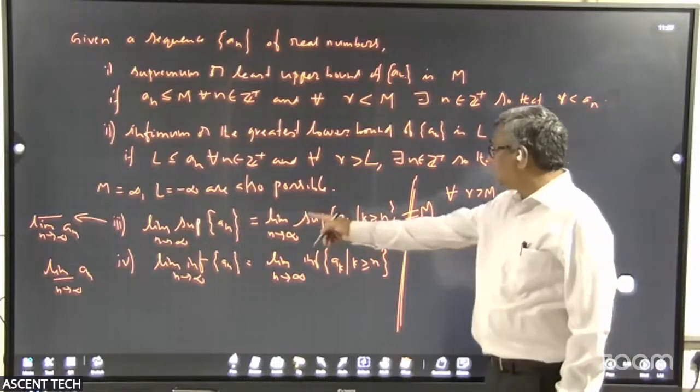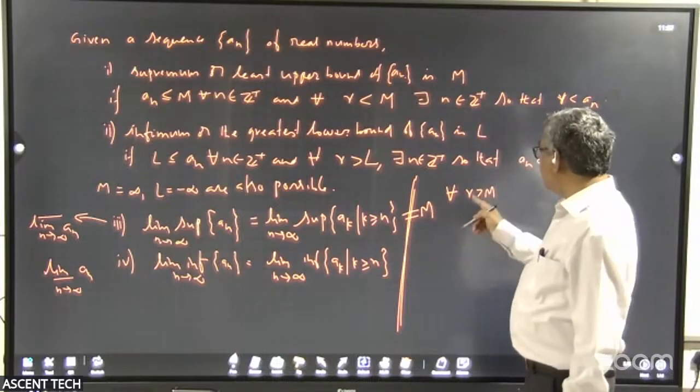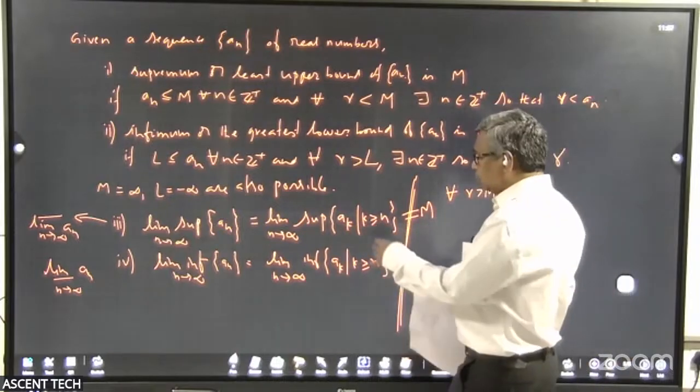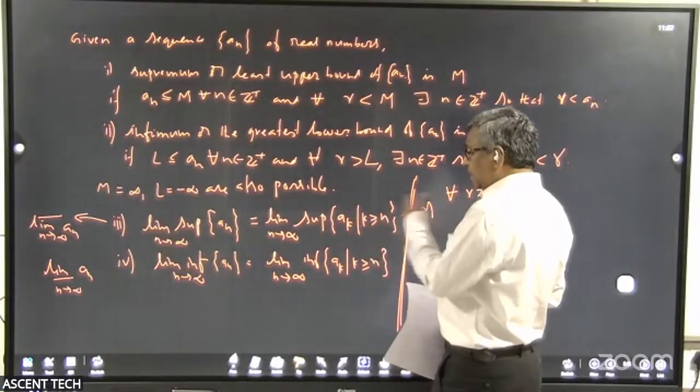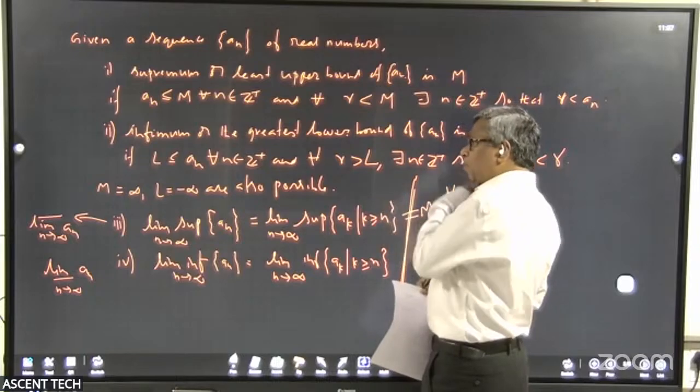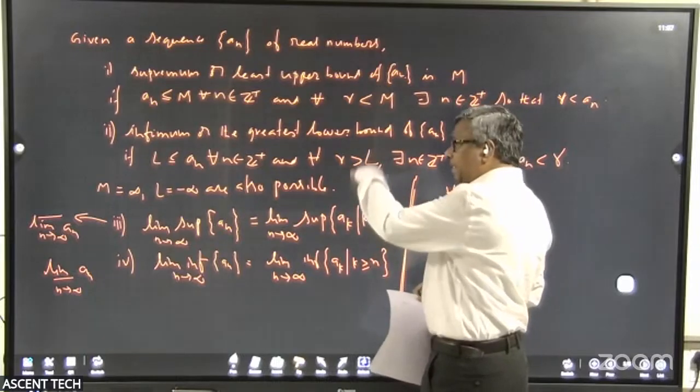What happens? This limit is going to be R is greater than M, and therefore, incidentally, you notice that this supremum is to come from n onwards. Then the next one is to come from n plus 1 onwards. So this supremum is a decreasing sequence.